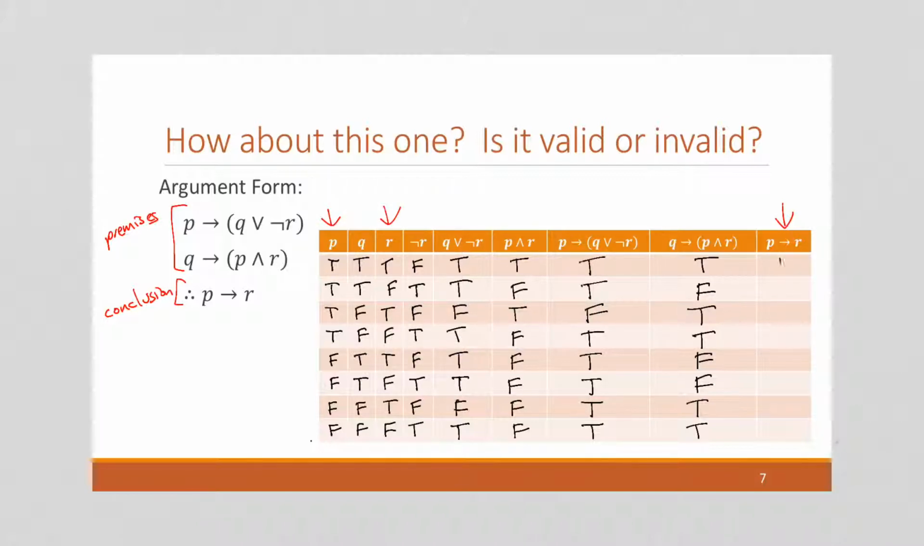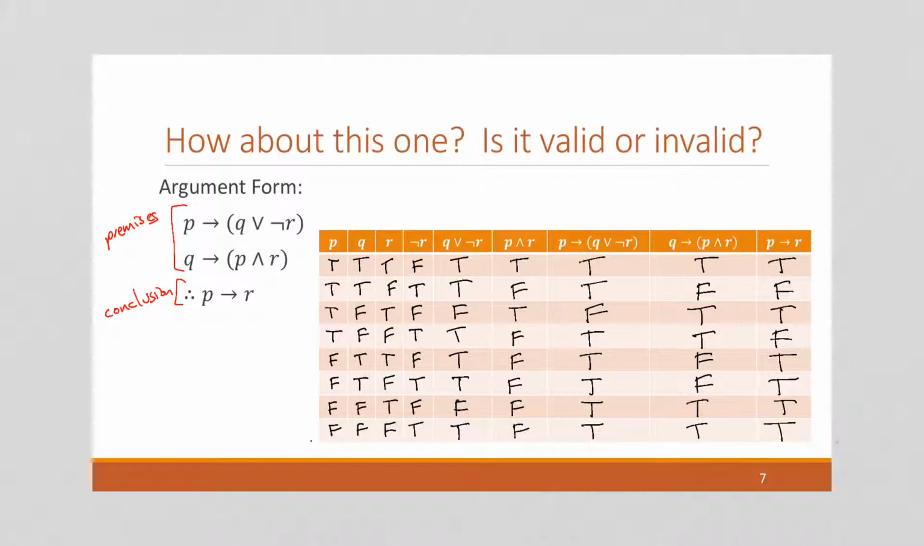So true implies true is true. True implies false is false. True implies true is true. True implies false is false. We actually don't even need to continue, but I will. This is false implies true is true. False implies false is true. These are just all going to be true. Okay, so why did I say we don't even need to continue?